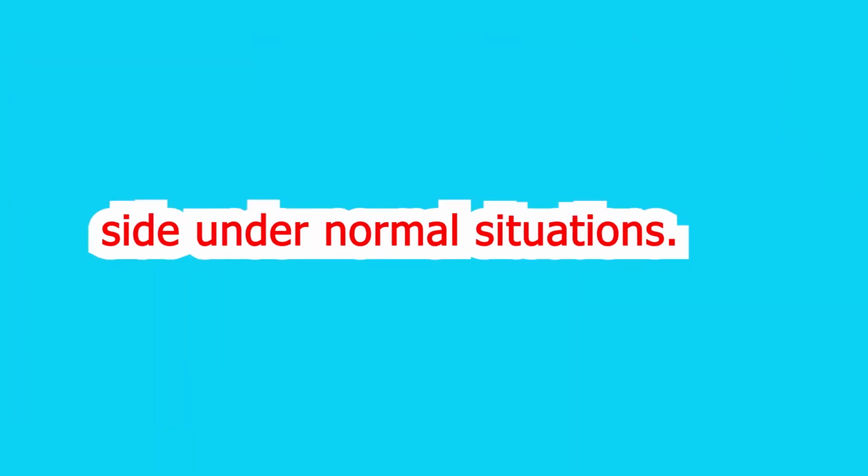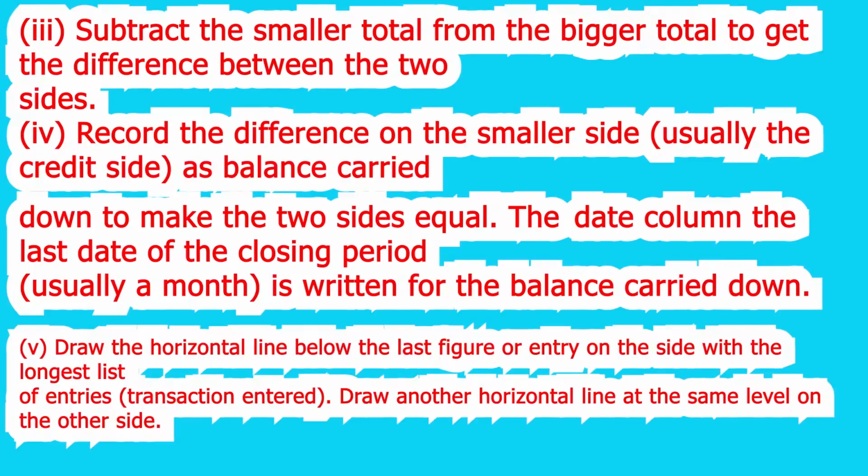Since payments of cash cannot exceed the receipts of cash, the debit side is always greater than the credit side under normal situations. Then our third step: subtract the smaller total from the bigger total to get the difference between the two sides. Our fourth step: record the difference on the smaller side, usually the credit side, as balance carried down to make the two sides equal. In the date column, the last date of the closing period, usually a month, is written for the balance carried down.